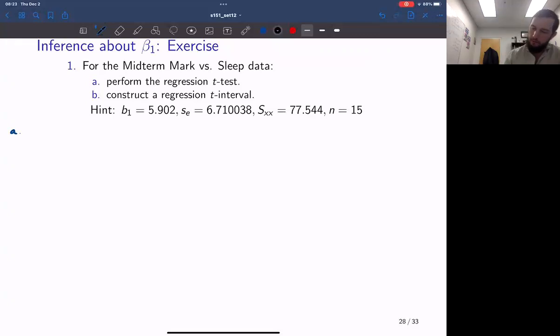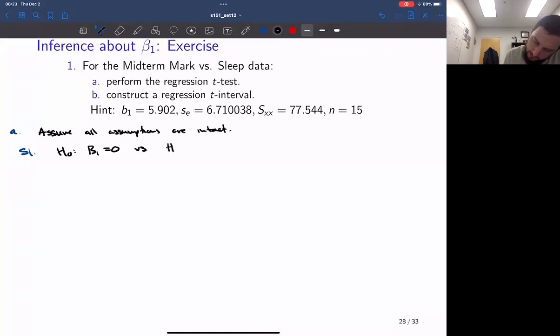All right, so we'll start off by writing assume all assumptions are intact. Okay, so we're performing a regression t-test. On step 1, we have H0: beta 1 equals 0 versus HA: beta 1 not equal to 0. Step 2, we have alpha equals 0.05.